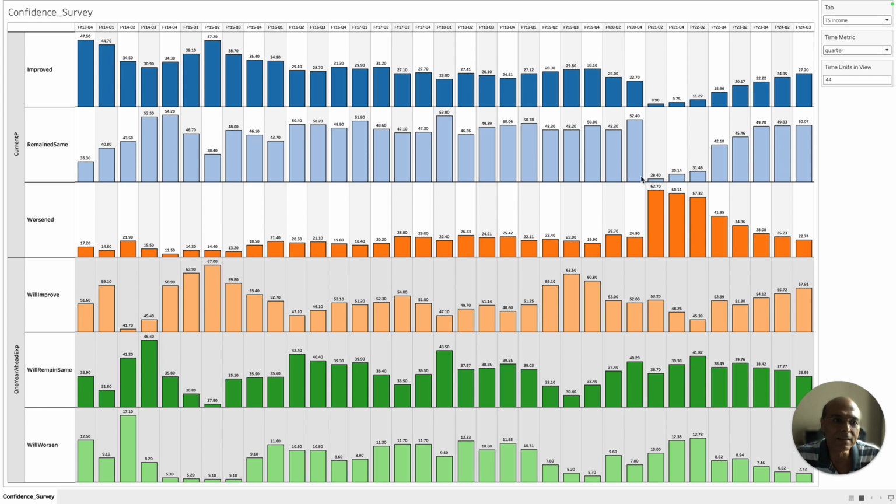See, the worsening situation went up very high, which is very interesting. In FY21 Q2, a lot of respondents believed that the situation had worsened from an income point of view, and now the situation is becoming better than it was earlier. And the forward-looking perspective is also becoming better as far as income is concerned.